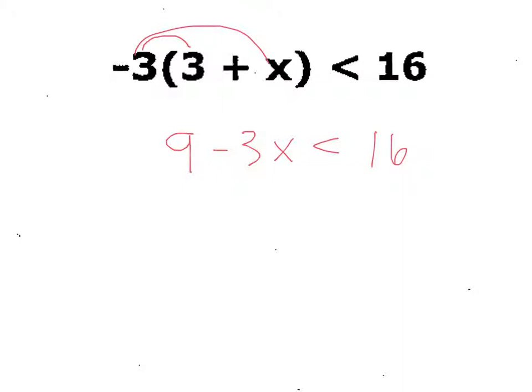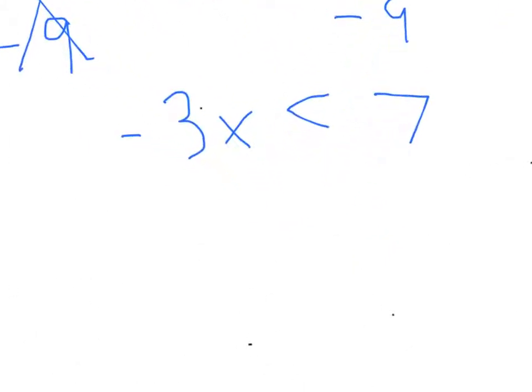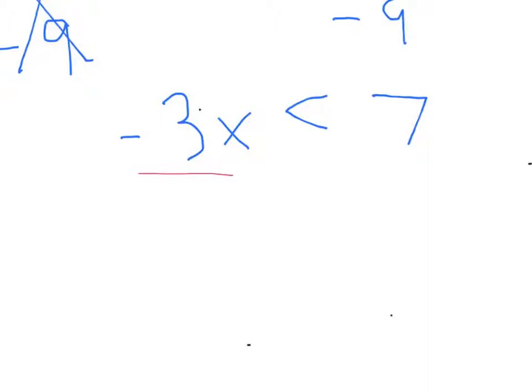Once we distribute, we can do our two-step inequality like we normally would. So you would undo this positive 9 by subtracting 9 on both sides. Those 9s cancel out, and we bring everything we have left down. So we have negative 3x is less than, and 16 minus 9 gives us 7. Okay, last step here. We're going to divide each side by the number in front of x, which is negative 3.